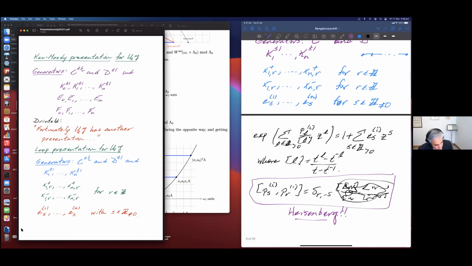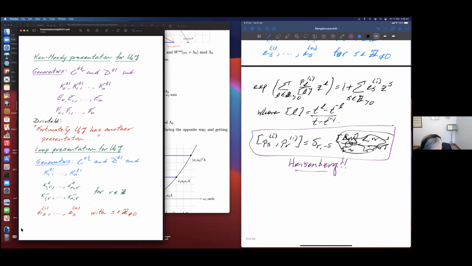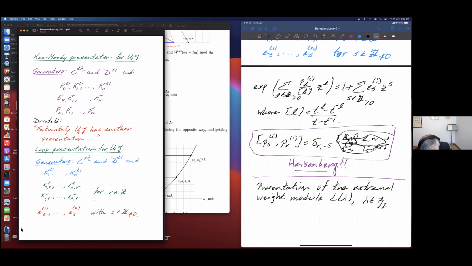Okay, so next I want to tell you what this extremal weight module is. So this is a presentation of the extremal weight module L lambda. And let me do it just for lambda at level 0, just to be a bit concrete.